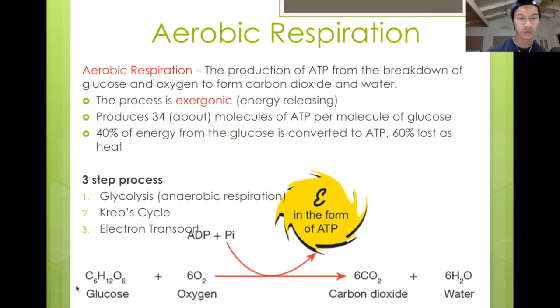Here is the chemical equation for it again. You can see there, 1 molecule of glucose, C6H12O6, plus 6 molecules of O2, oxygen, will produce 6 molecules of carbon dioxide and 6 molecules of water. And in the process, adenosine diphosphate and inorganic phosphate will be joined together to form adenosine triphosphate, which our cells can readily use to perform their functions.